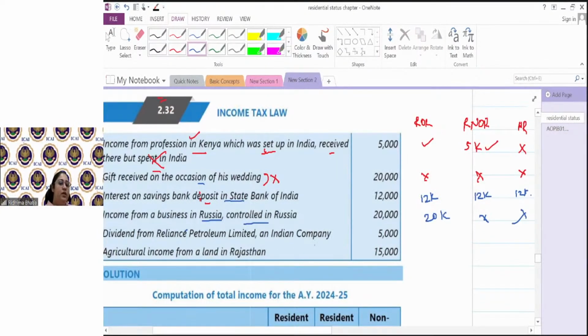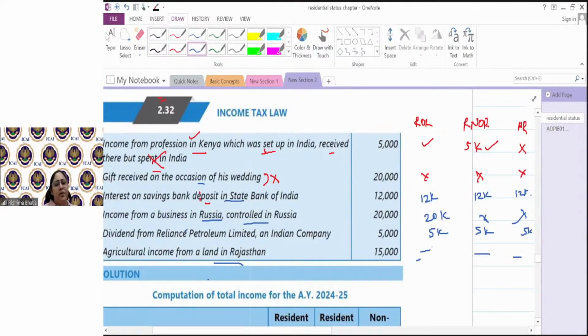Dividend from Reliance Petroleum, Indian company. Dividend from Indian company always taxable as income deemed to accrue in India. वो कहीं पे भी मिल रहा है, does not matter. Agricultural income from land in Rajasthan. Agricultural income guys exempt होता है for every person, so it would not be taxable. Simple.